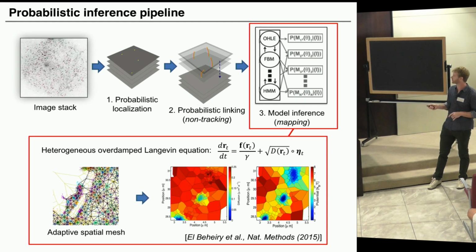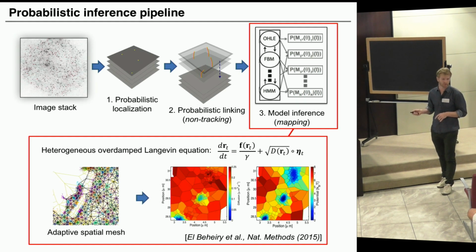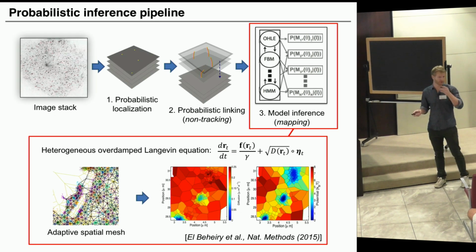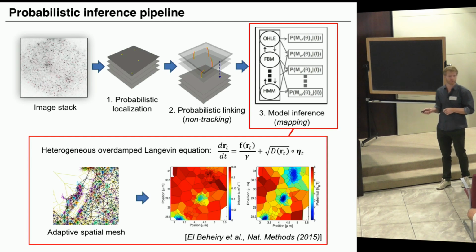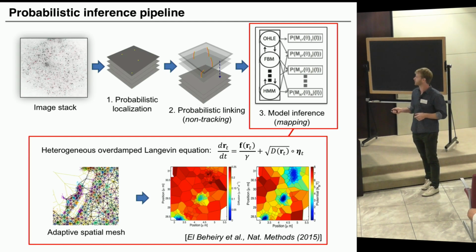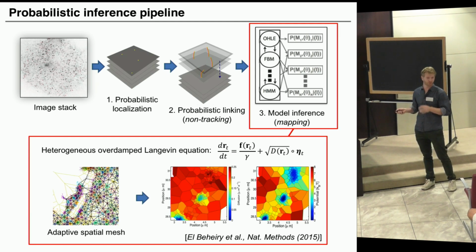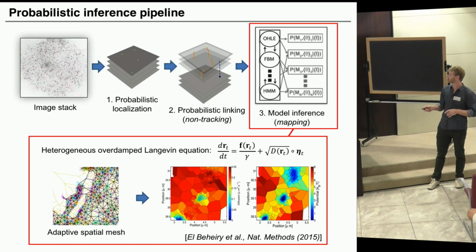But before going there, I'm just going to present the model. This is exactly the same model as David presented yesterday: the overdamped Langevin equation, also known as the Smoluchowski equation. To infer this, we first need to make a spatial mesh. This is the way we do it. And inside this mesh, in each domain, we then infer the forces or a potential field and the diffusivities.